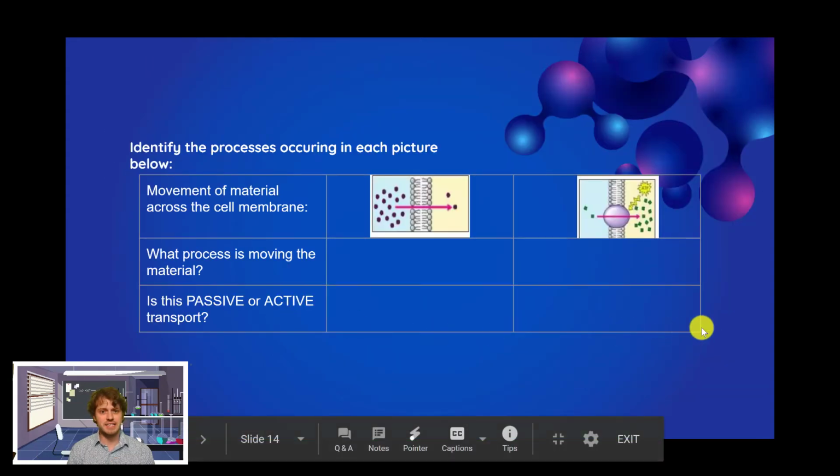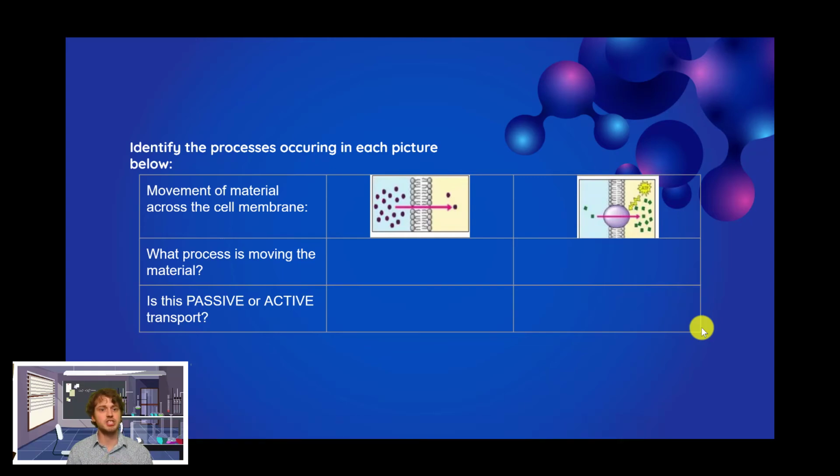Here, I want you to identify the processes occurring in each picture. I want you to say what process is moving the material and whether it is passive or active transport. After you have paused me and completed that, then we will go over the answers.